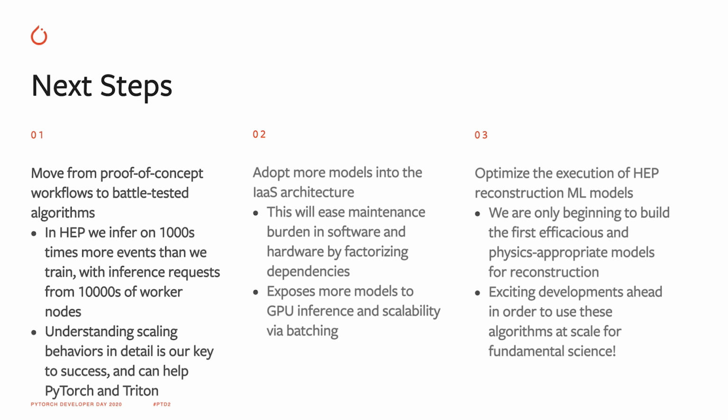And then finally, we want to optimize the execution of these high energy physics reconstruction machine learning models. We're really only at the beginning of building the first efficacious models for this. We have to now take our time experimenting on those models, working with the JIT, working with the structure of the models themselves and how we're presenting the data in order to get what we really want in the end. That means there's a ton of really exciting developments ahead of us for using cutting-edge machine learning for fundamental science.